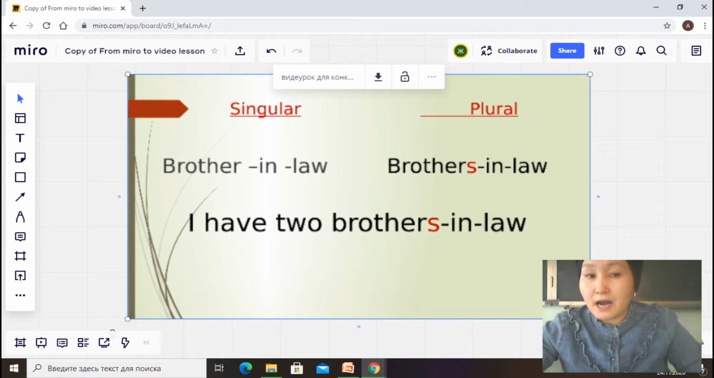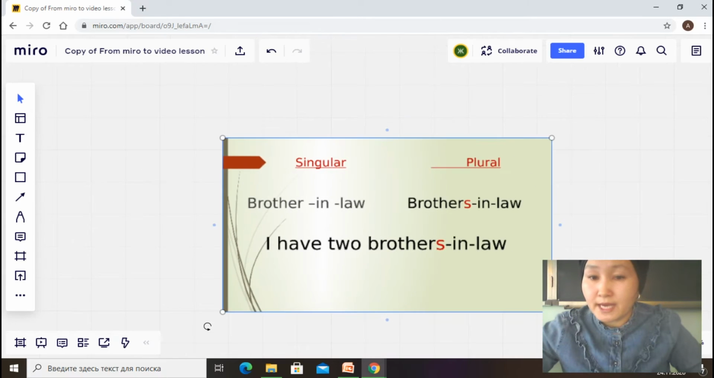If the words are hyphenated, as is already mentioned, for instance, brother-in-law, brothers-in-law. Well, the significant word is brother, so in plural we add s. Brothers-in-law. I have 2 brothers-in-law. The significant word is brother, and we add s.